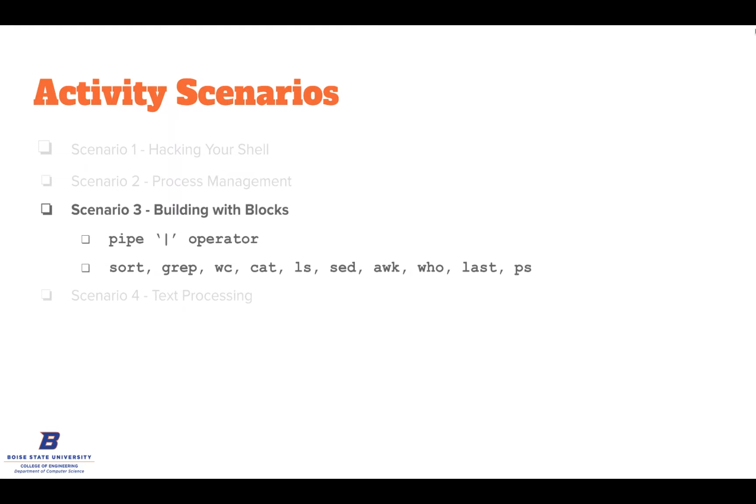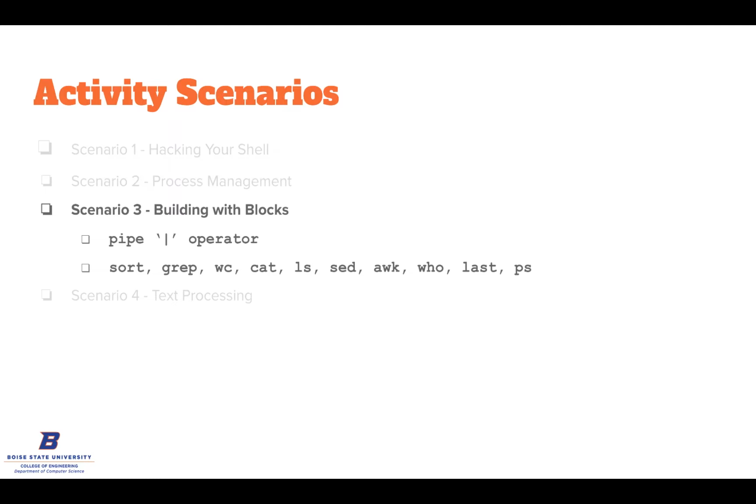In scenario 3, building with blocks, we're going to introduce the pipe operator. The pipe operator is useful when you want to create complex commands because you can use it to chain commands together. For example, you can send output of one program as input to another program. So the commands that you're going to be chaining together using the pipe operator are sort, which will sort output or sort text line by line.